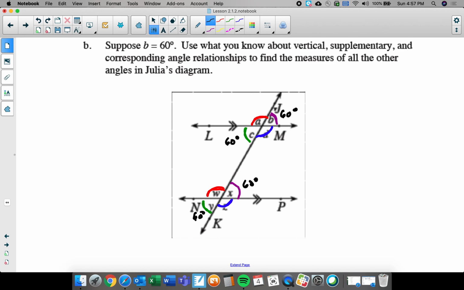And now if I use supplementary angles at the top up here, angles A and B are supplementary. They add up to be a straight line, a straight angle. So that means this is 120, okay?